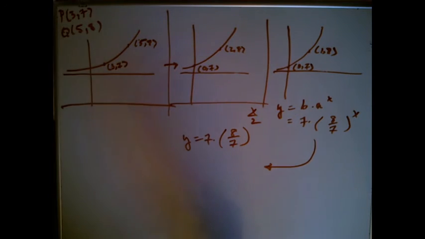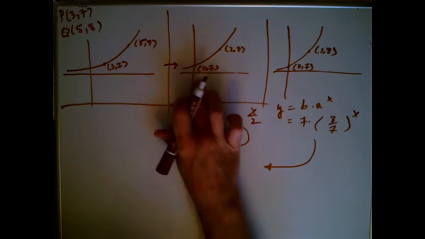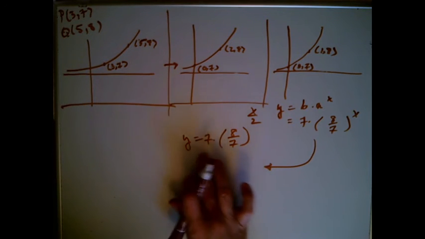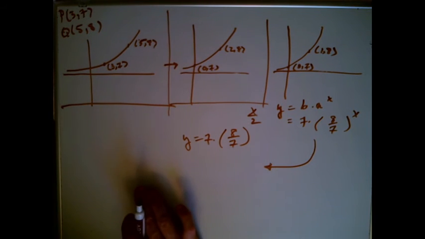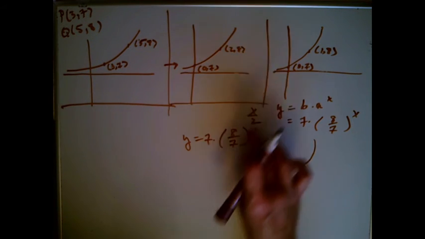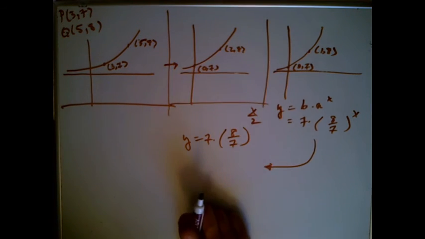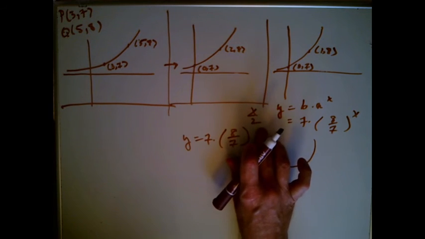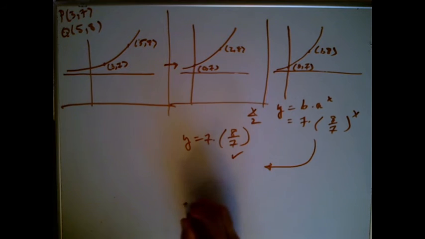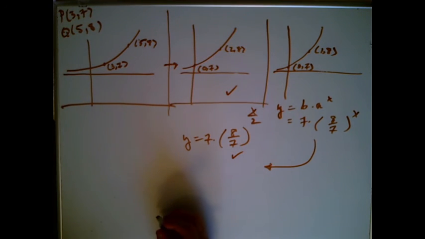But we will check our answers just to make sure. When I plug in 0 for x, I get 8/7 to the 0. That's 1. 7 times 1 is 7, so the point (0, 7) still works. When I plug in 2, I'm supposed to get 8. When I put in 2 for x, 2 over 2 is 1. 8/7 to the 1 is 8/7. 7 times 8/7 is 8. So this formula checks. This is actually the formula of this graph.